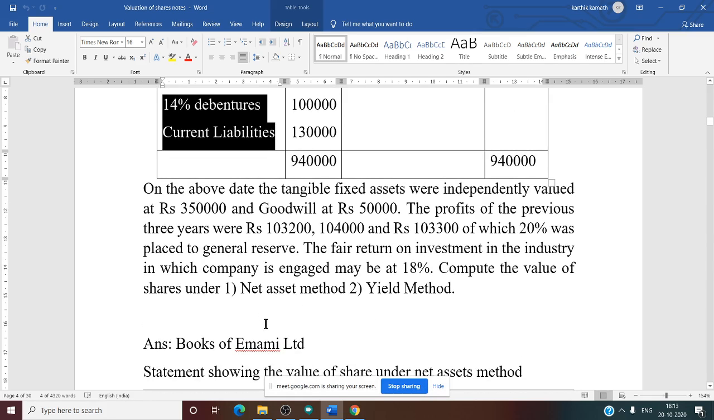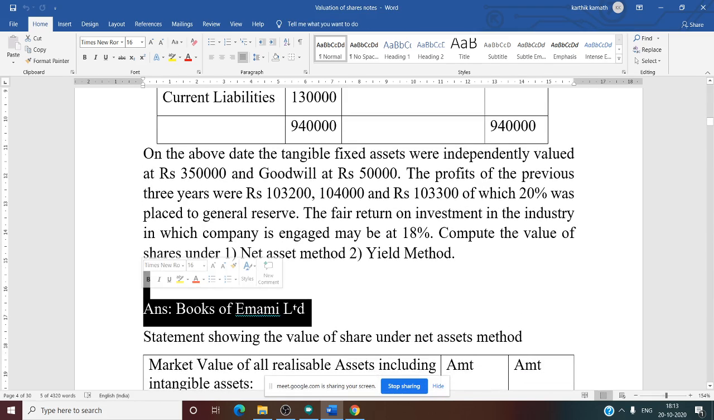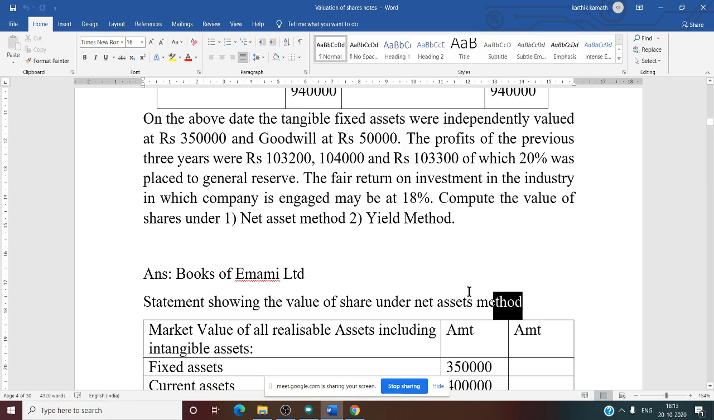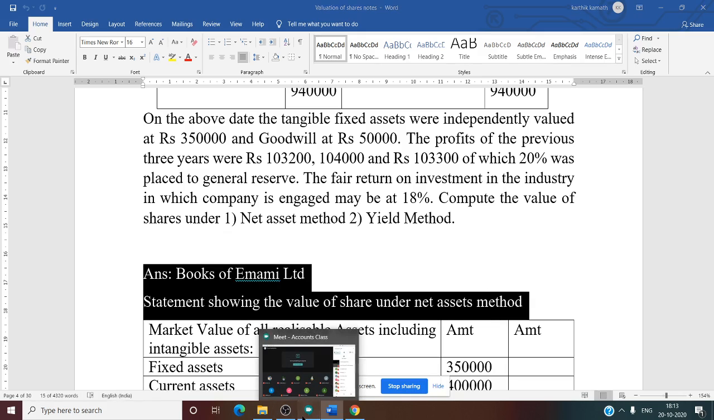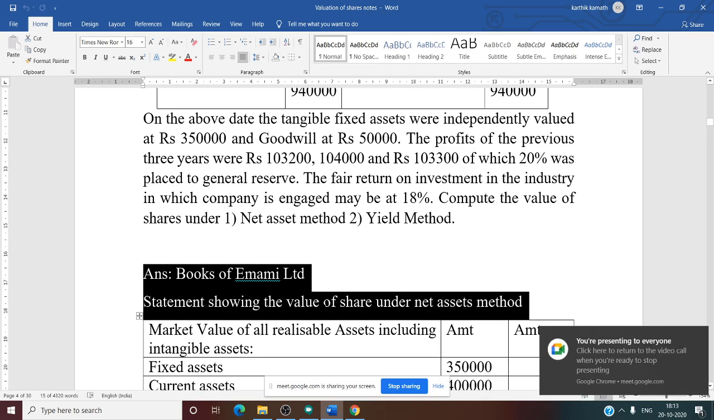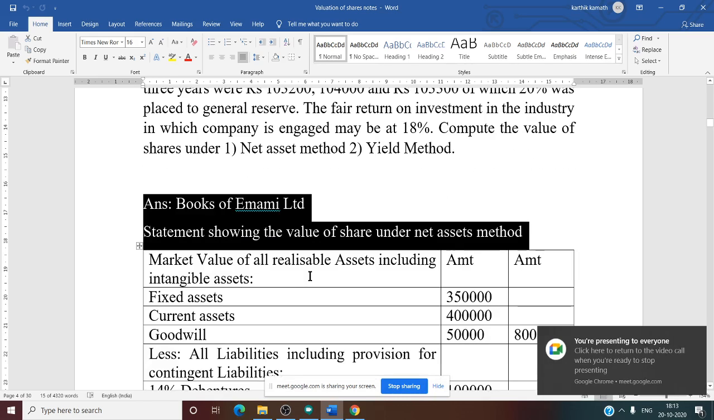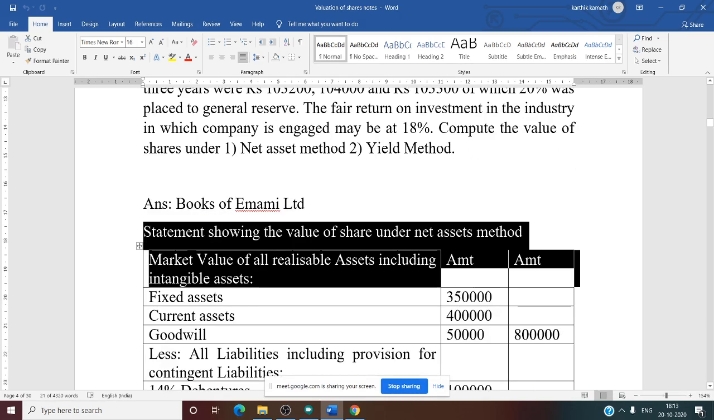You know the format. In the last class we discussed the format. In the books of Imami Limited, you are going to prepare the value of share under net asset method or intrinsic value method. So what is our format? Format is agreed value of asset minus agreed value of liability. First you write like this. Then market value of all realizable asset including intangible asset. Like this you can write, or else you can write agreed value of asset.